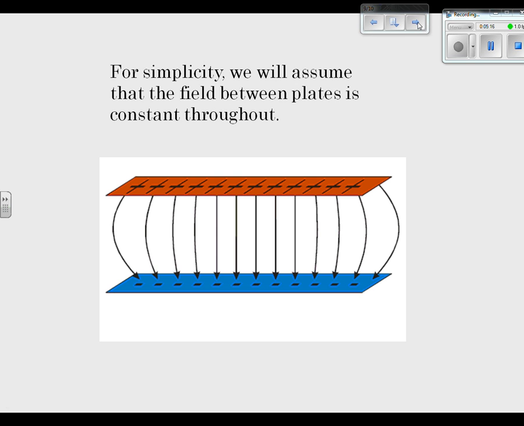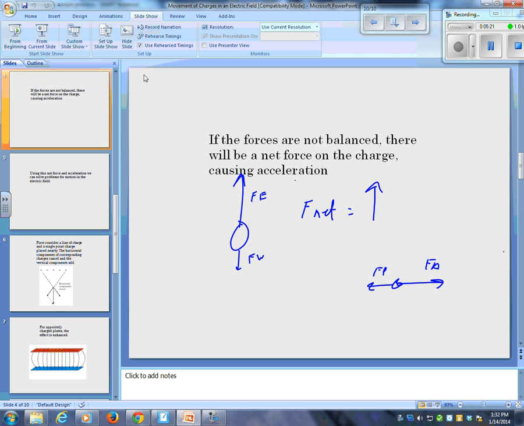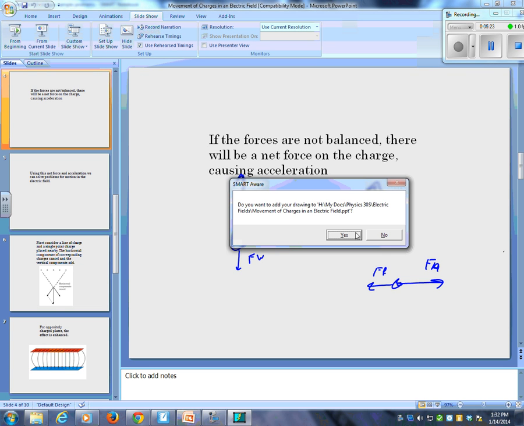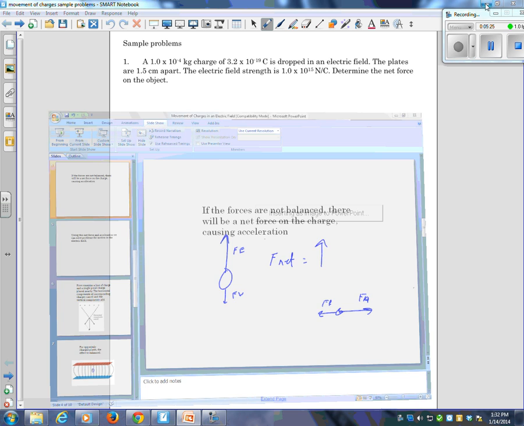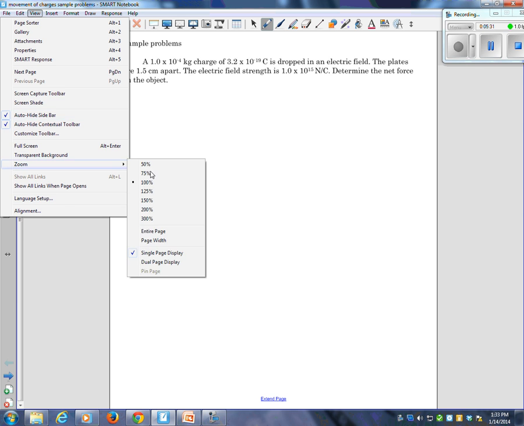Okay? Let's go straight to the sample problems, shall we? I'm not even sure why I bothered with those notes, really. I think next time I'm just going to skip them. Let's go right to the sample problems, which I provided you, did I not? Excellent.